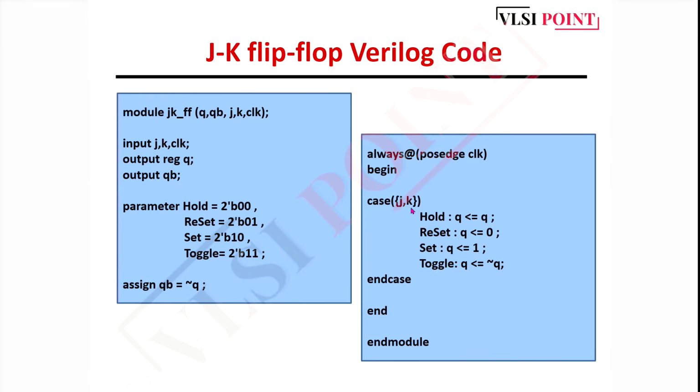Now hold means what? JK value should be 0, 0. In case of reset, JK value is 0, 1. In case of set, it is 1, 0. And in case of toggle, it is 1, 1. So in case of toggle, we are assigning negation of Q to that output Q. And then endcase and endmodule. So in this manner, you can write the Verilog code for the JK flip-flop.